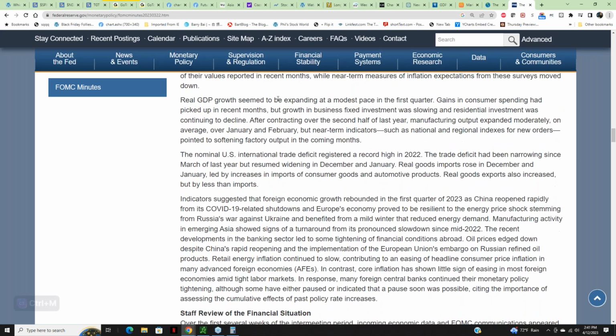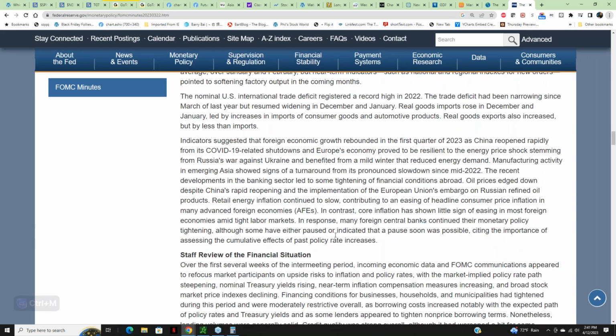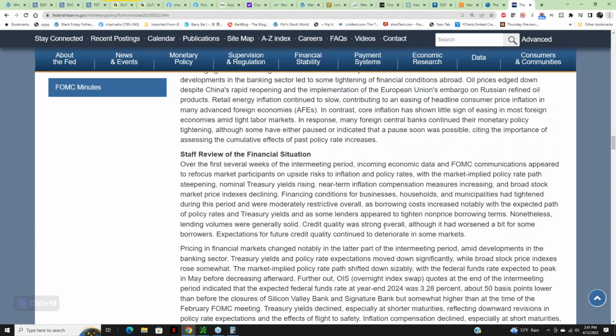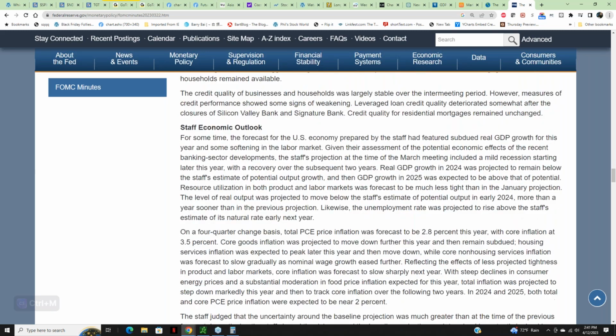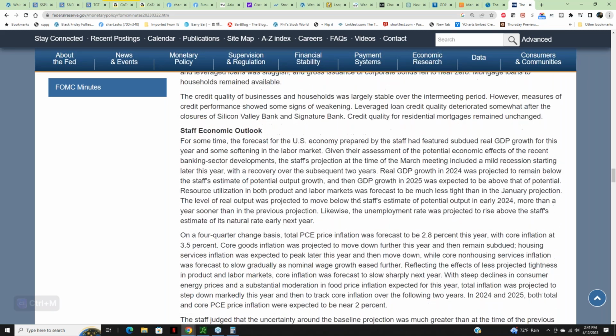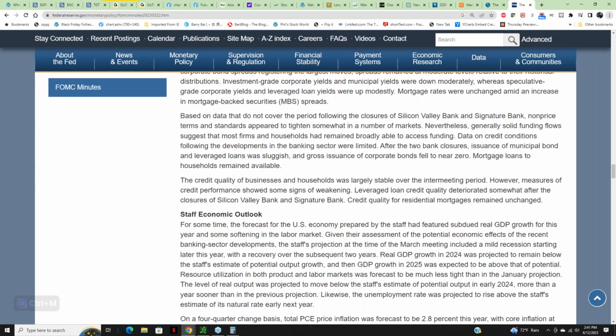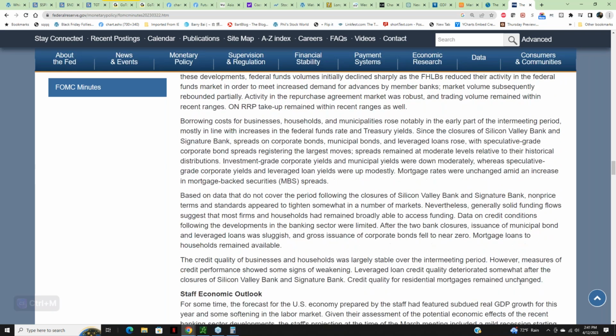Real GDP growth seemed to be expanding at a modest pace. Gains in consumer spending picked up. Manufacturing expanded moderately, blah, blah, blah. Nominal trade. Okay, so let's do something here. Oof, it's too long. I don't think I'm gonna get away with all this, but we'll see.